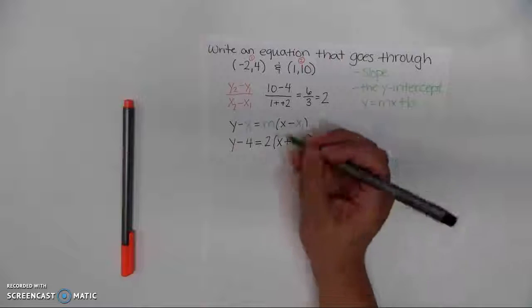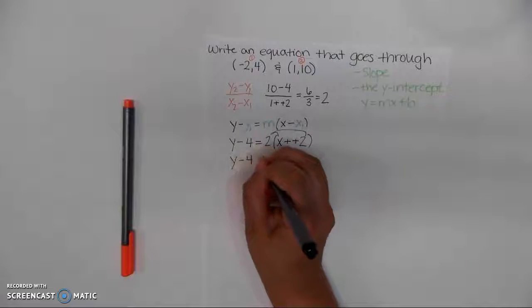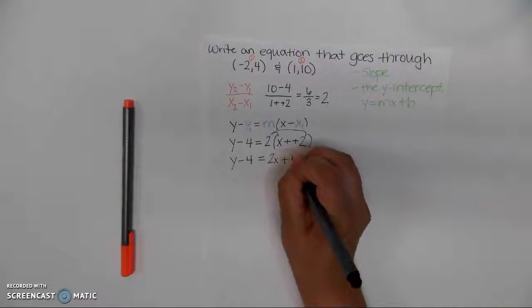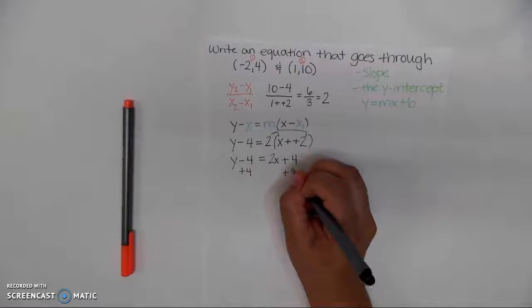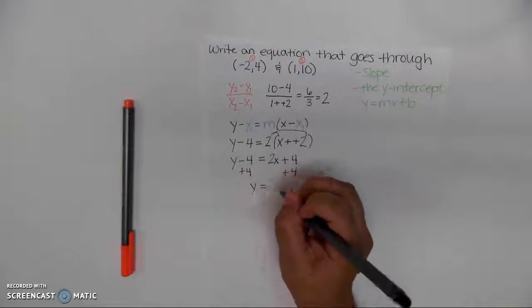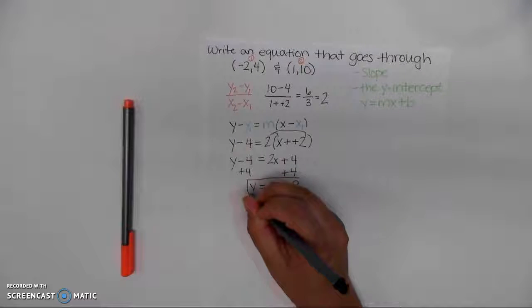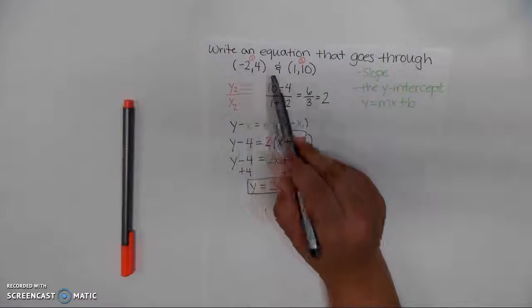And now all I have to do here is distribute. So y minus 4 equals 2 times x, which is 2x, and 2 times 2, which is 4. And then I'm going to add my 4 to get y by itself. Y equals 2x plus 8. And there is my equation for the line that goes through negative 2, 4, and 1, 10.